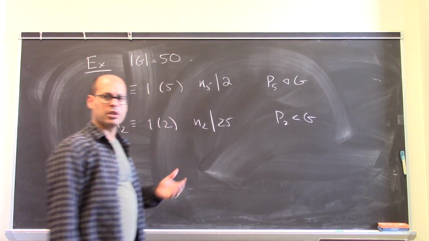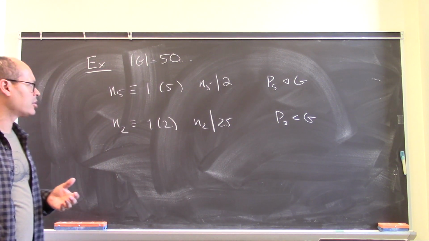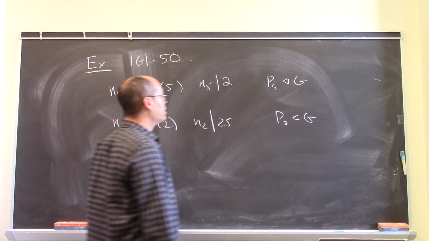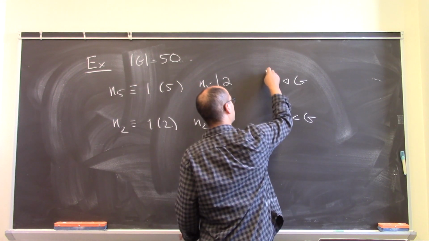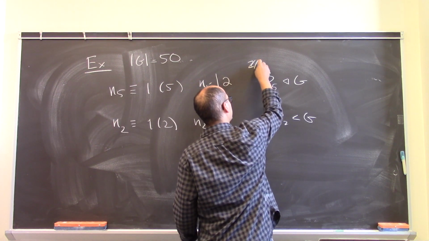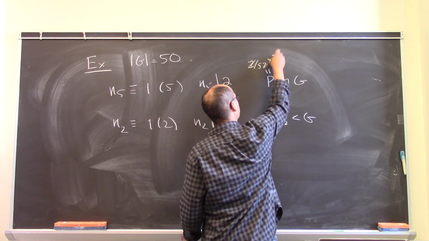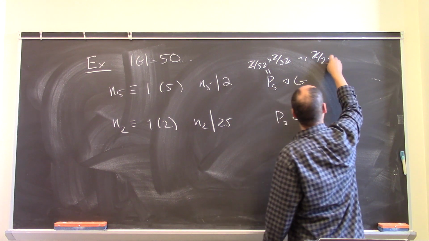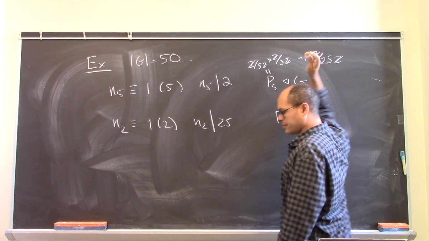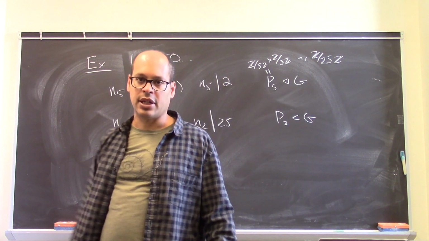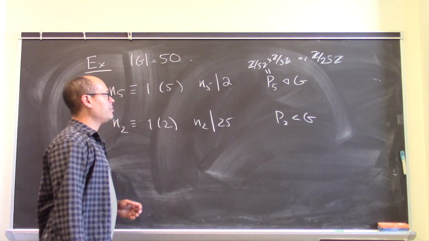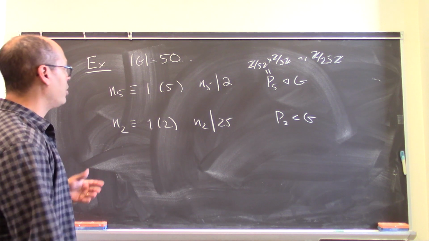Now, what is the structure of P5? P5 is a group of order 25, and all groups of order p squared are abelian. So P5 is going to end up being either Z mod 5Z cross Z mod 5Z, or Z mod 25Z. Okay, we'll go into more detail about the classification of abelian groups a little bit later, but for right now, I'll just quote this as the answer.